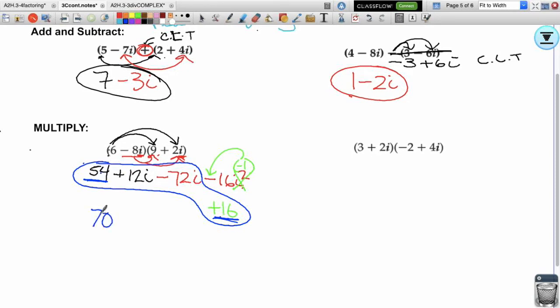So I put my real piece first, right? It goes real plus or minus your imaginary piece. So make sure you write your answer in that form also. Then I have a 12i and a negative 72i. So different signs subtract, it's going to be negative 60i. There's no i squareds in your answer because we already simplified it out to make this a constant.